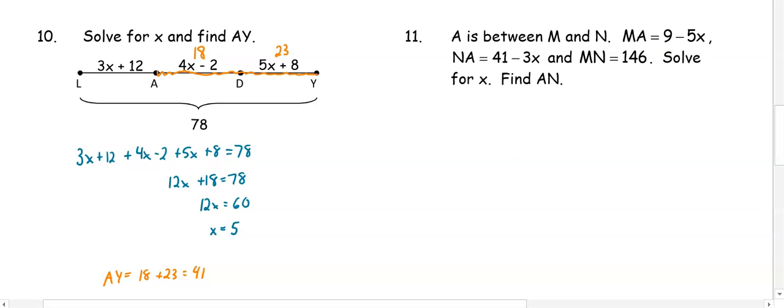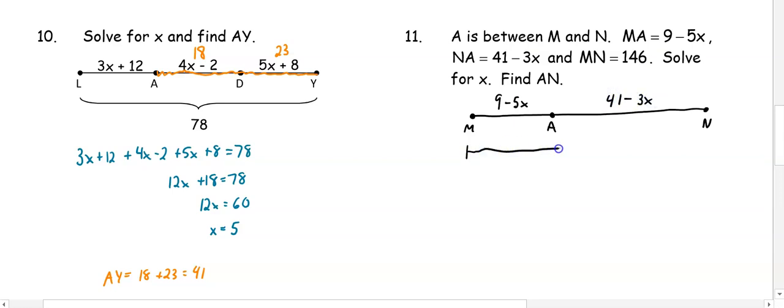In number 11, A is between M and N. So if we have M and N, between does not mean directly in the middle, so I'm going to put A a little bit closer to M. MA is 9 minus 5x. NA is 41 minus 3x. And our whole length, MN, is 46. So when you are solving using segment addition, we want to add those 2 smaller pieces equal to the whole thing.